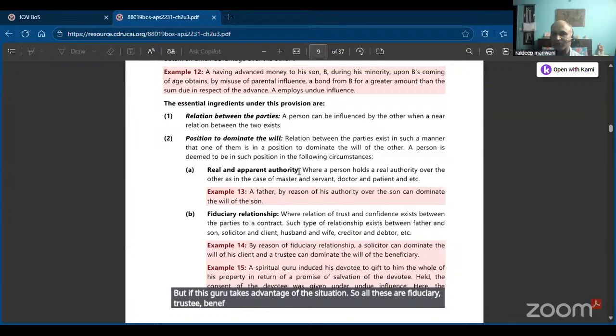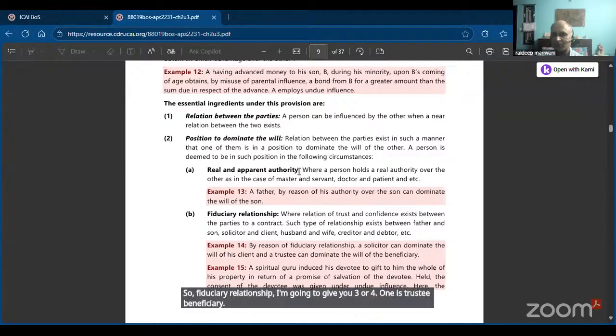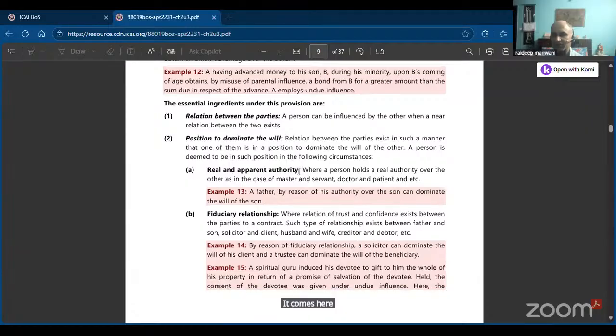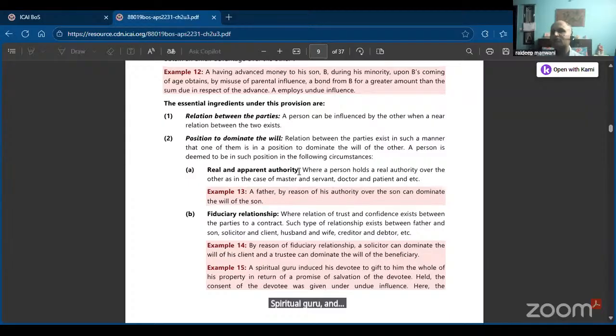Remember, trustee, beneficiary, I've explained to you. So fiduciary relationship, I'm going to give you three or four. One is trustee, beneficiary, doctor, patient. They've given doctor, patient under real or apparent authority; take it out of there. It comes here. Doctor, patient, solicitor and client. Solicitor is the person who fights the case on your behalf. Spiritual guru and disciple is also here.